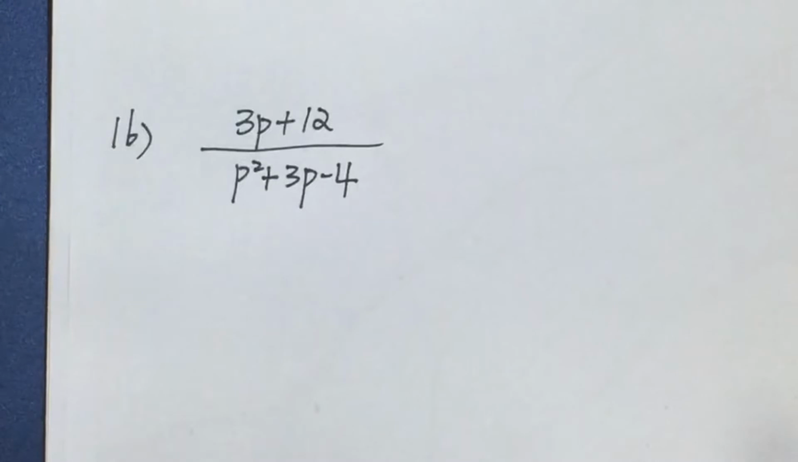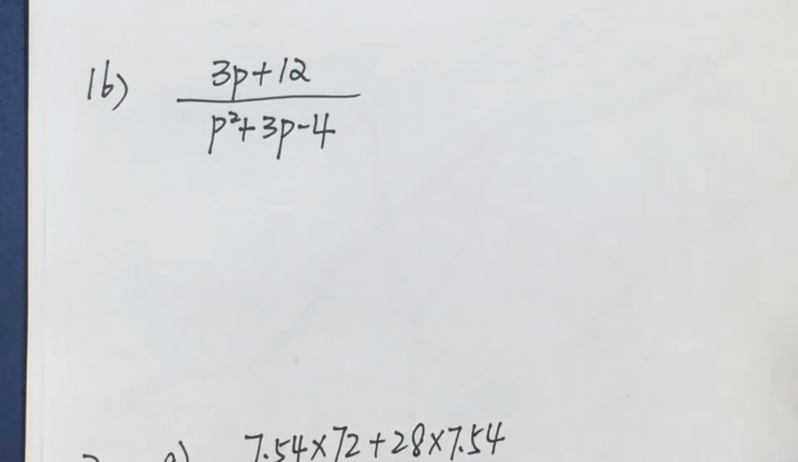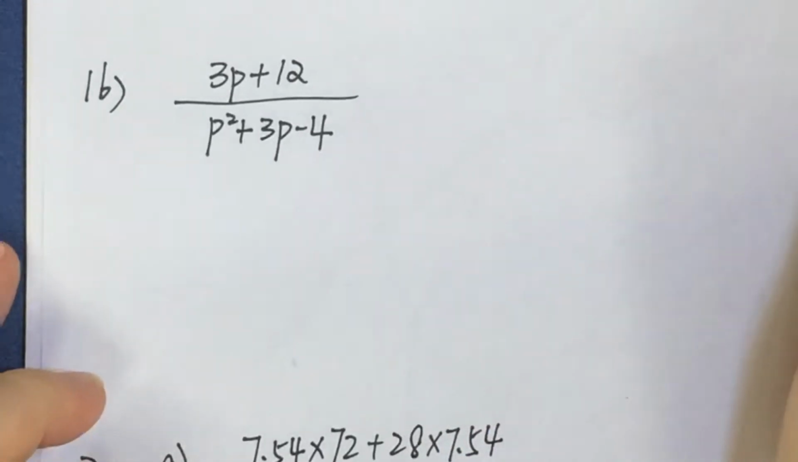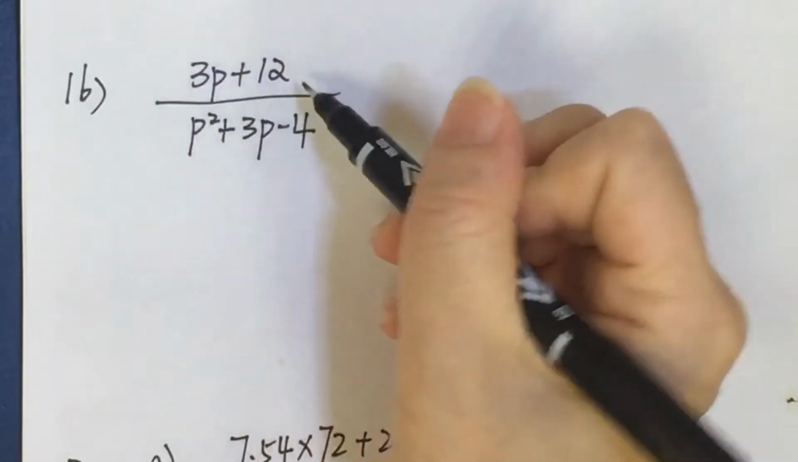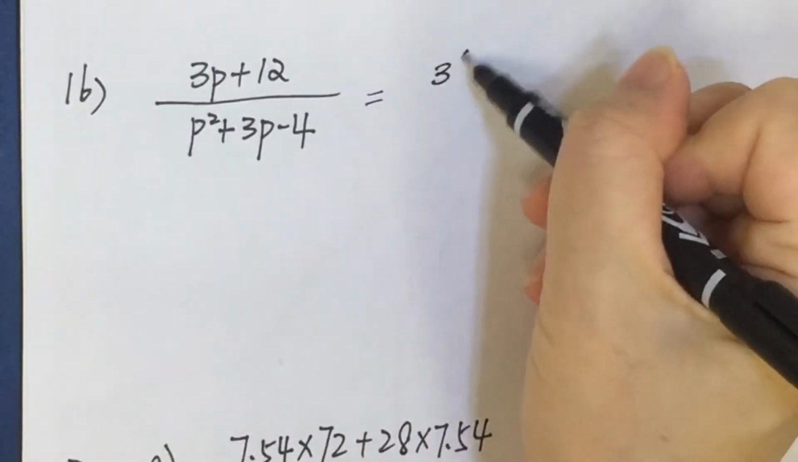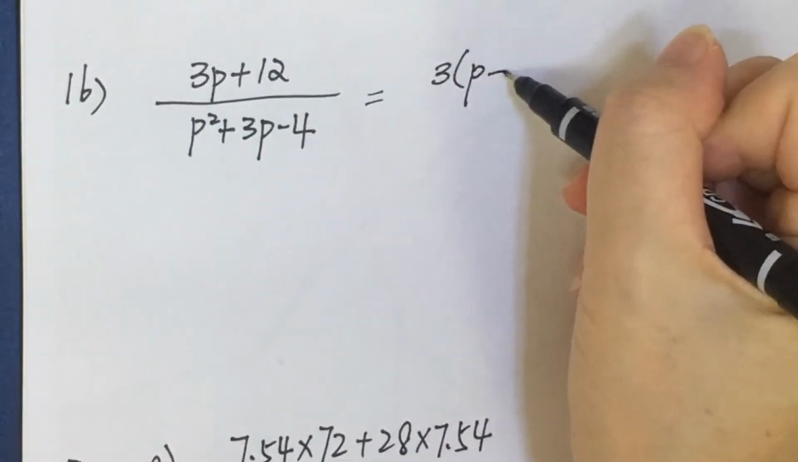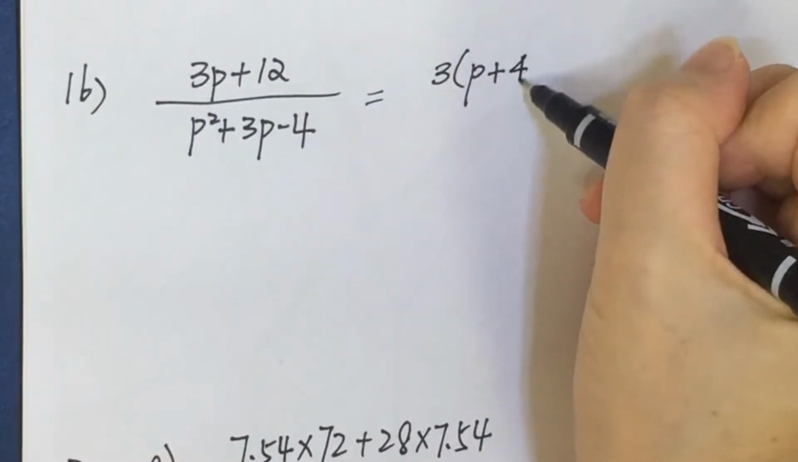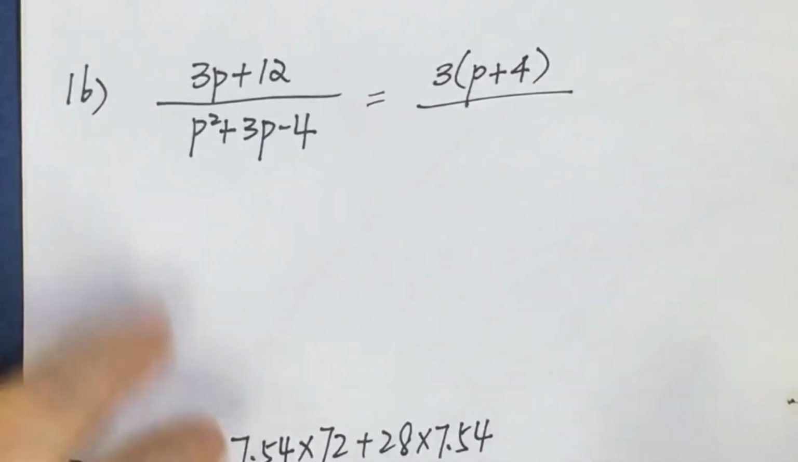Second question is when you have a fraction, and your purpose is to simplify. When you want to simplify, you have to do it as simple as possible, and you can see that the numerator can be factorized, having a common factor of 3. So when 3 is factorized out, you have 3 times p plus 4. So this is what you have for the numerator.